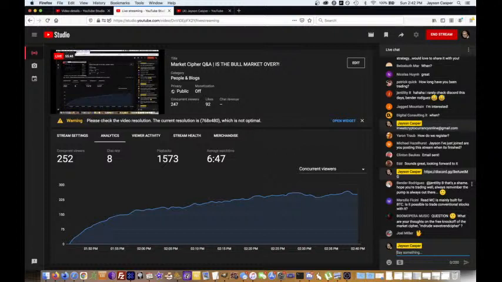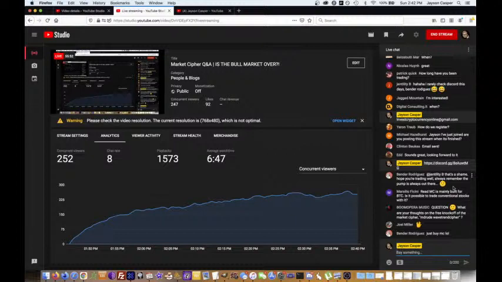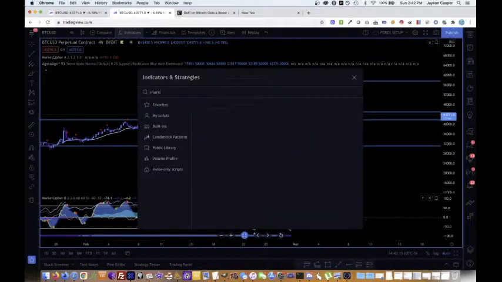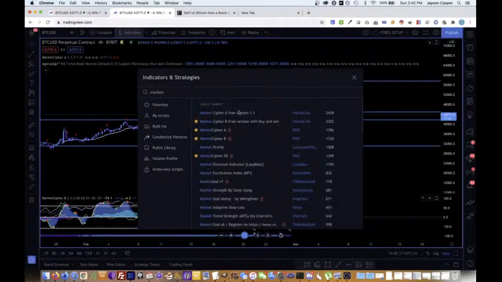What are my thoughts on the free knockoff Market Cipher, Emerald, and Wave Trend Cipher? Yeah, I prefer regular old Market Cipher, guys. Like I've looked at some of these ciphers in here, like Market Cipher B, the free version.